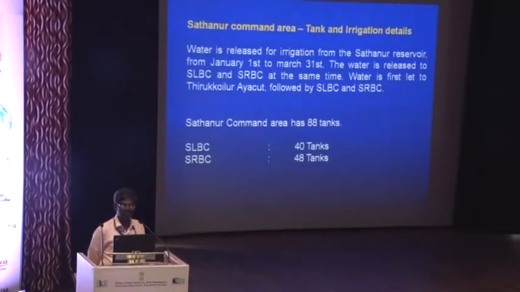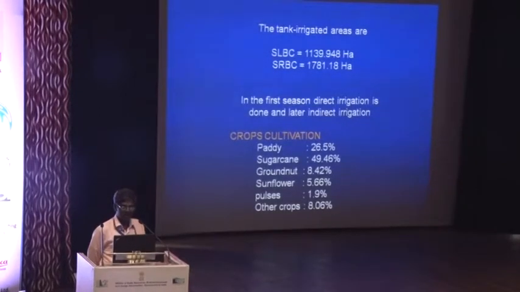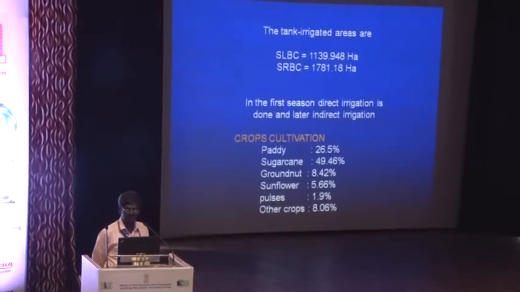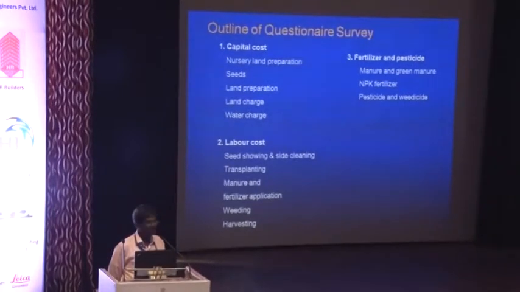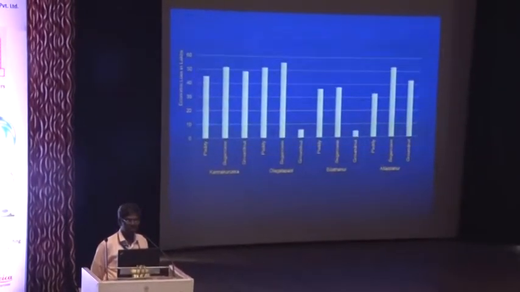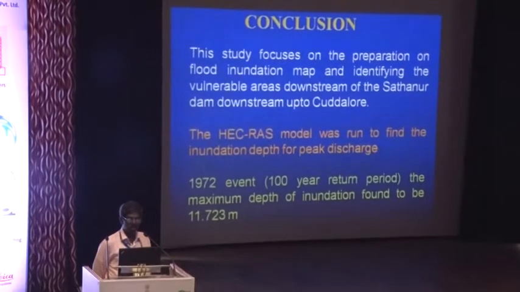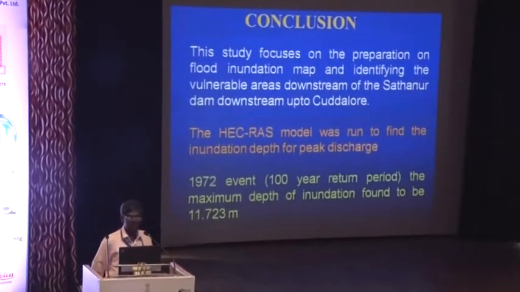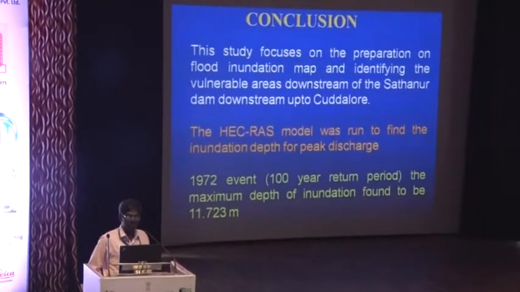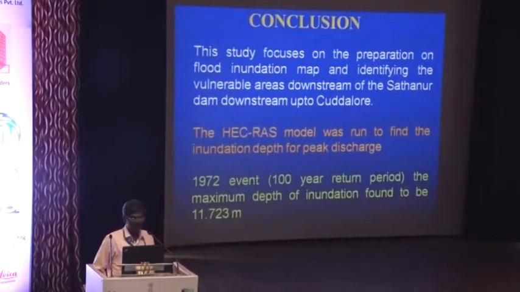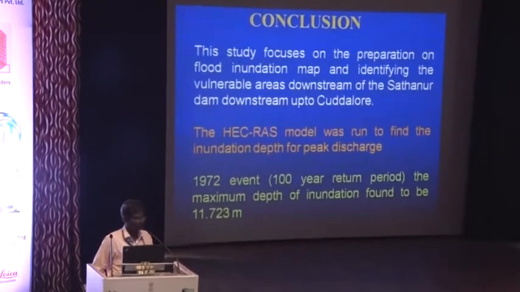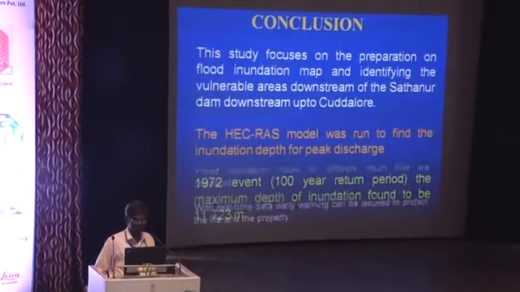So this is the Satno dam, and paddy, sugarcane and other crops are cultivated at different percentages, and the capital cost, fertilizer and labor cost we need to estimate from the places. These are all the economic losses. Coming to the conclusions, the study focuses on the preparation of the flood inundation map and identifying vulnerable areas. The 1972 event, that is the 100-year flood, occurred at 11.72 meters depth.